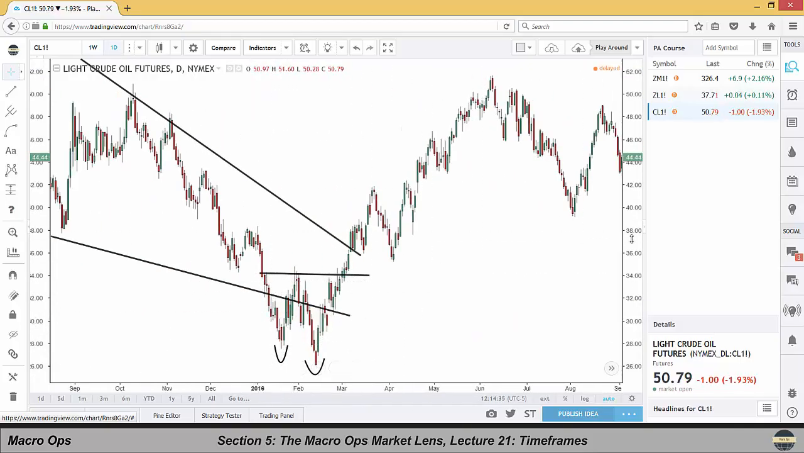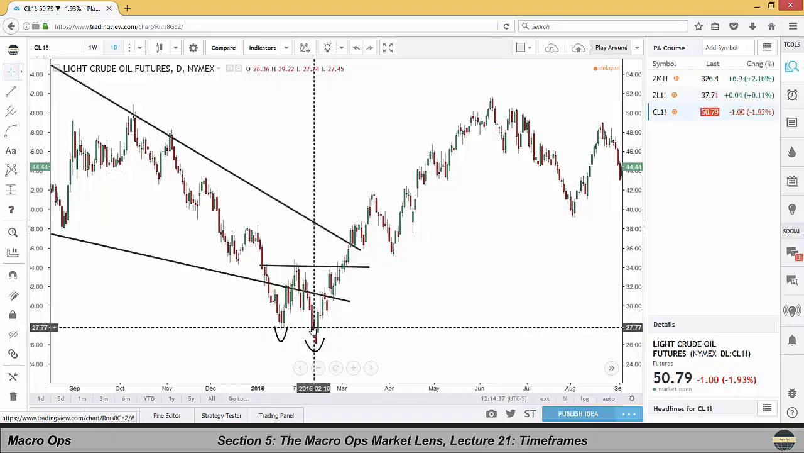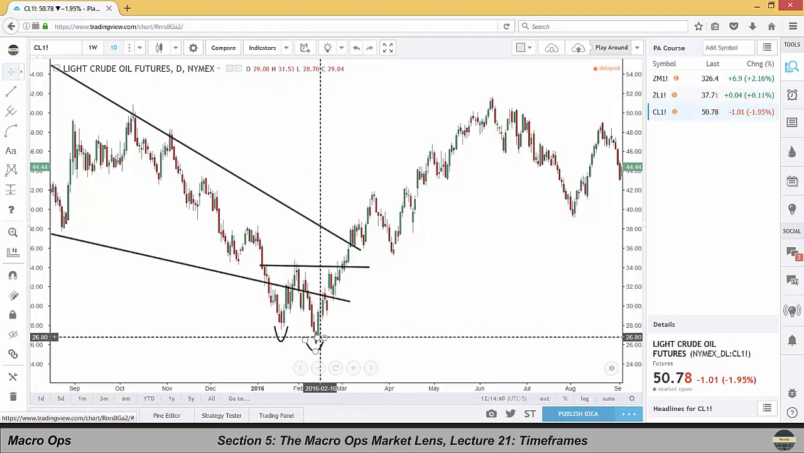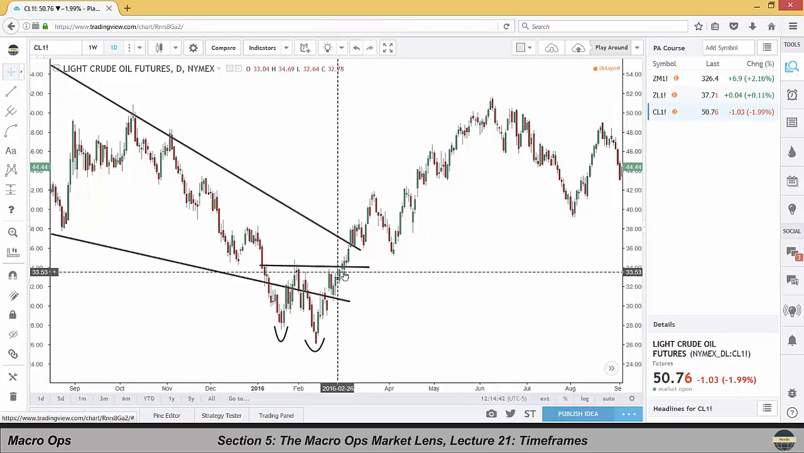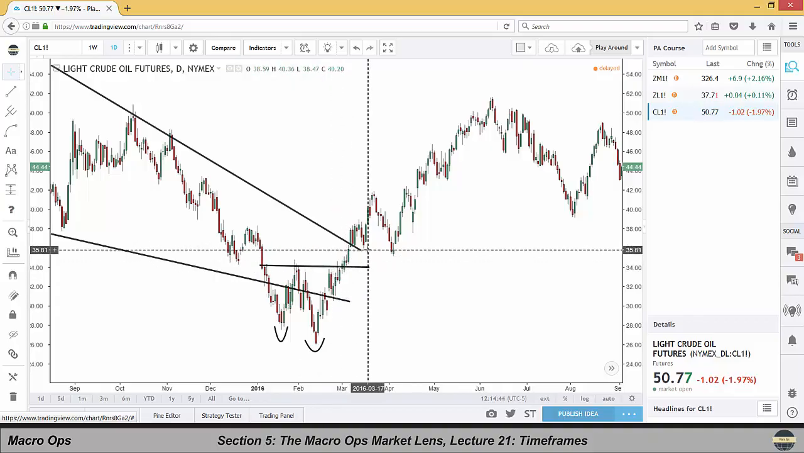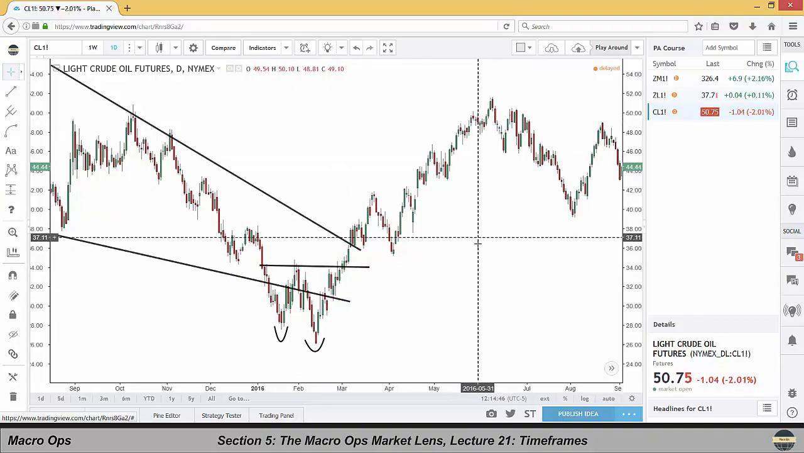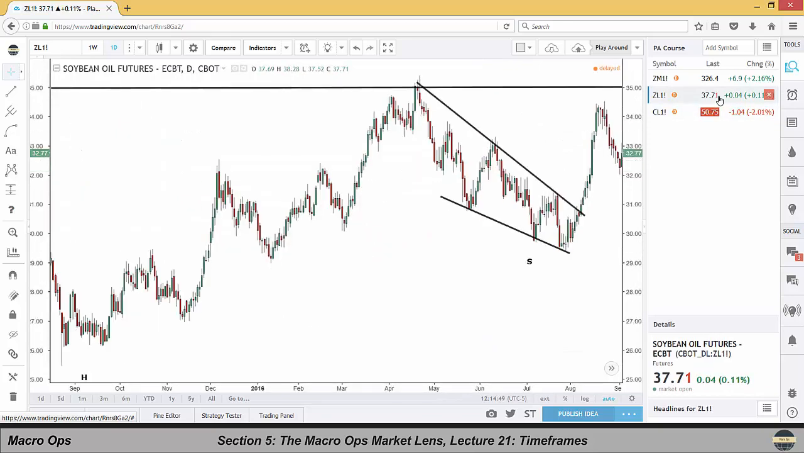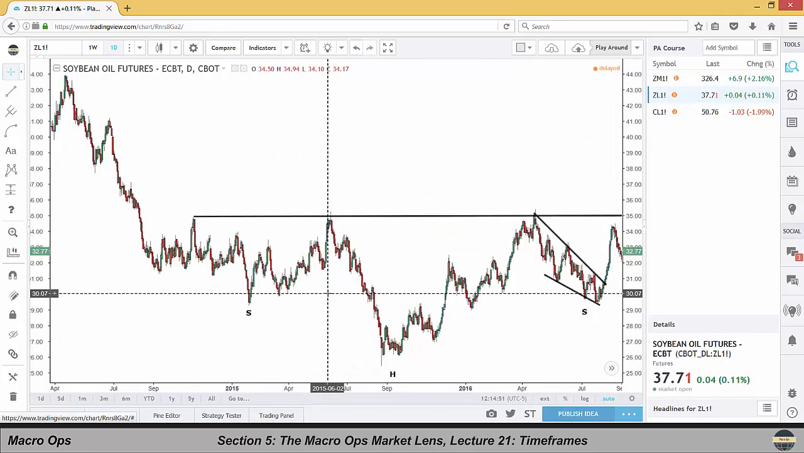You could see on the daily here, we had the false breakdown that ended up creating a double bottom, and you could have entered on the breakout of that double bottom and get a better risk reward entry into the ultimate trend. Here's another example on soy oil.